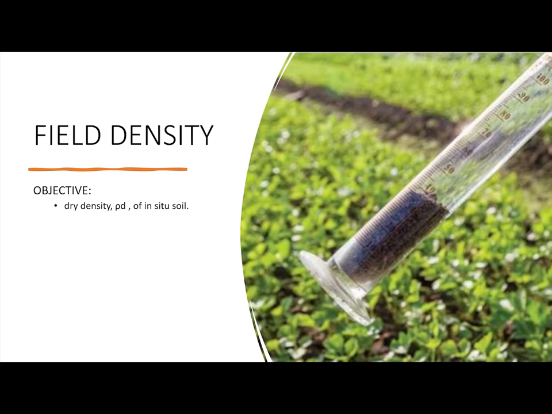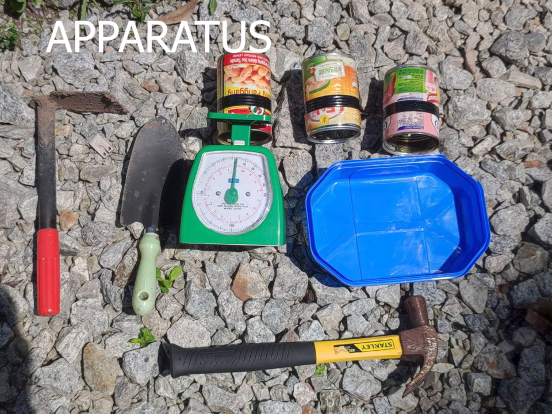The fourth experiment is field density. The objective of this experiment is to obtain the dry density and bulk density of in situ soil. This is the apparatus for field density.